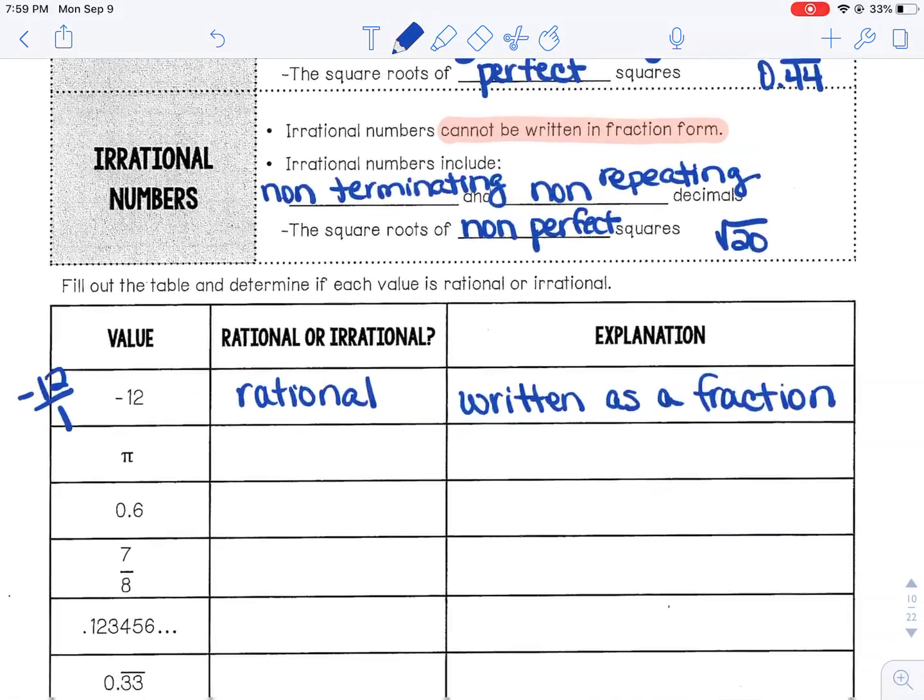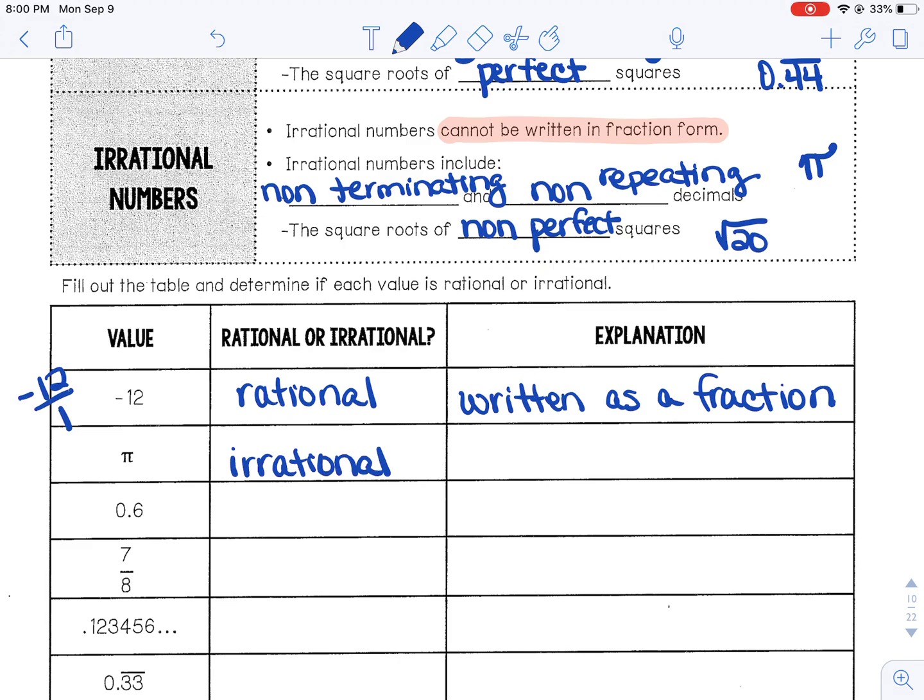Pi, you might remember from your 7th grade math class, is a number that is approximately 3.14. But there's a lot of numbers after that. In fact, those numbers never end. They go on forever and ever. And there's also no repeating pattern. So pi is definitely an example of an irrational number. So I'm going to write it up there by the definition. And we're going to write irrational.